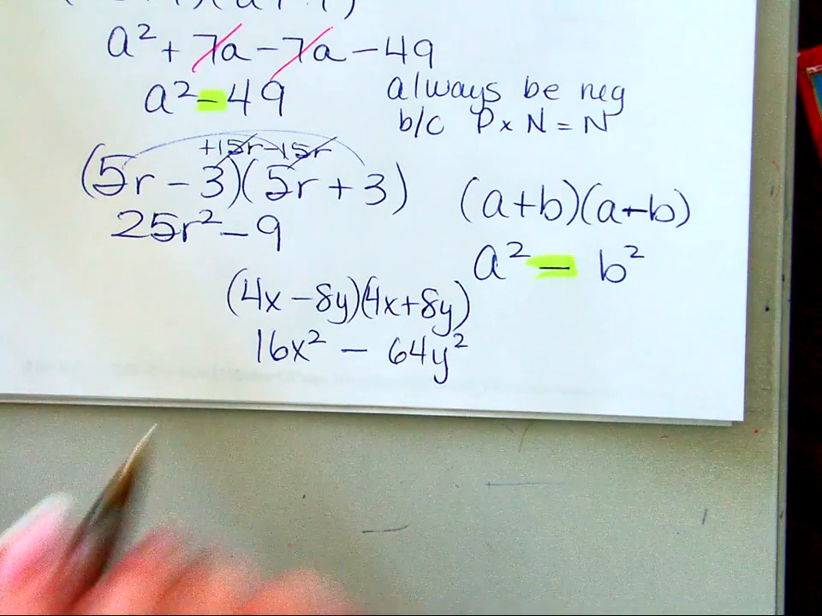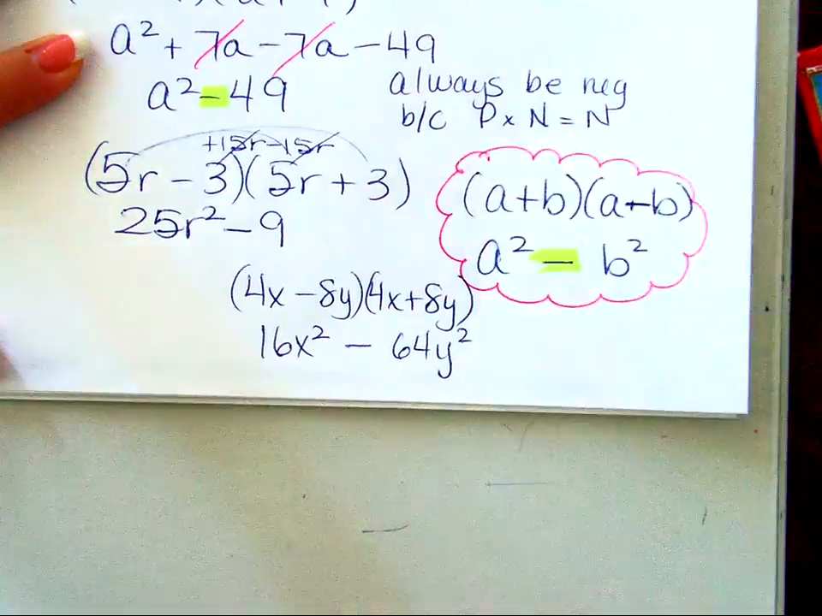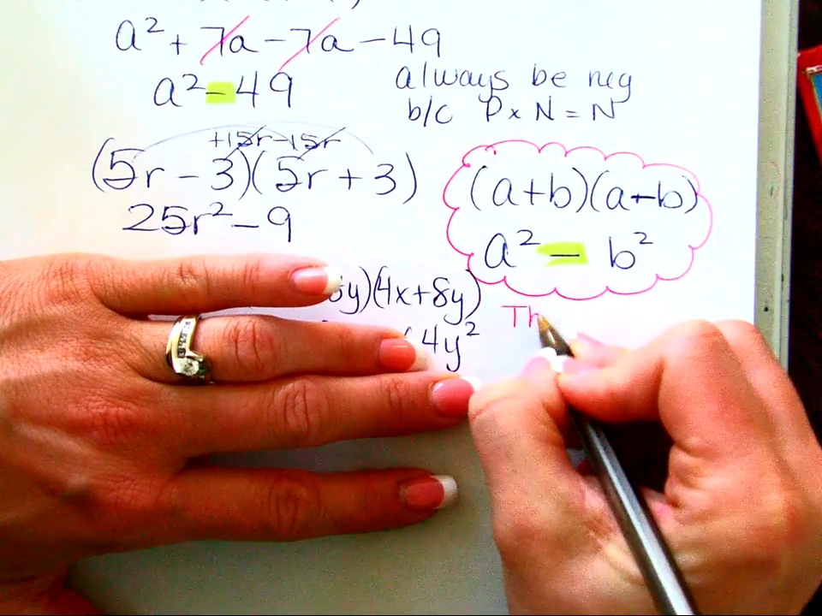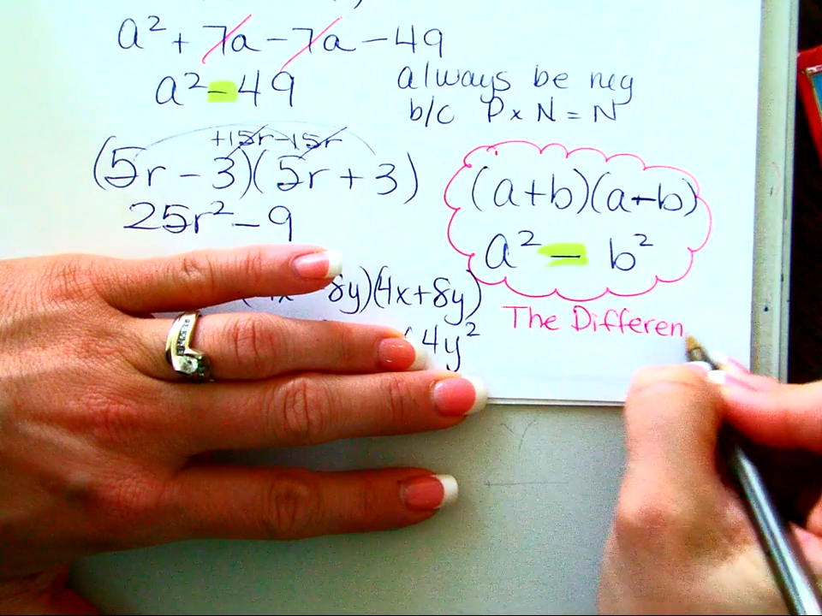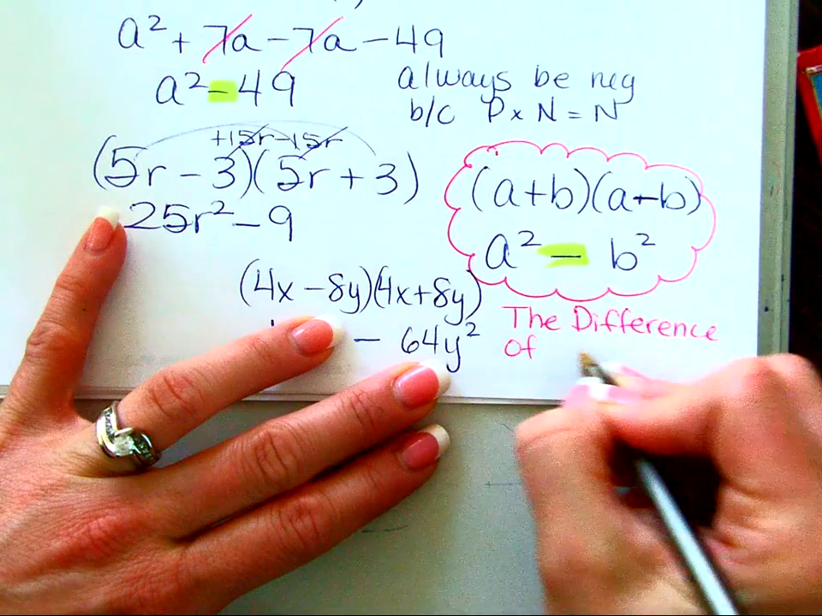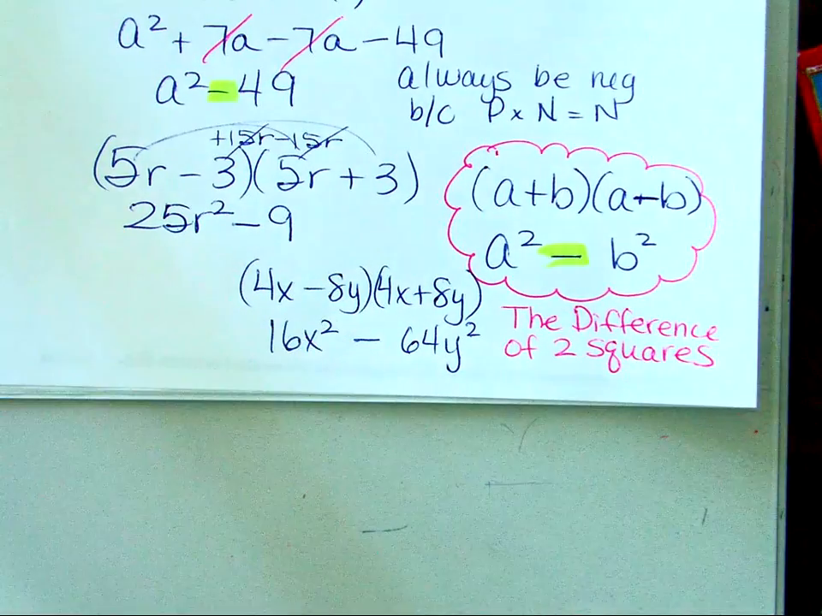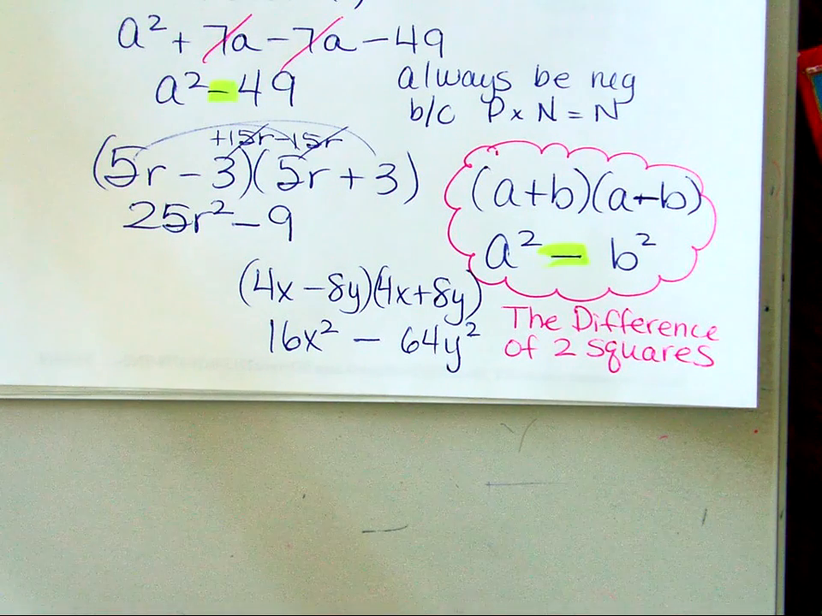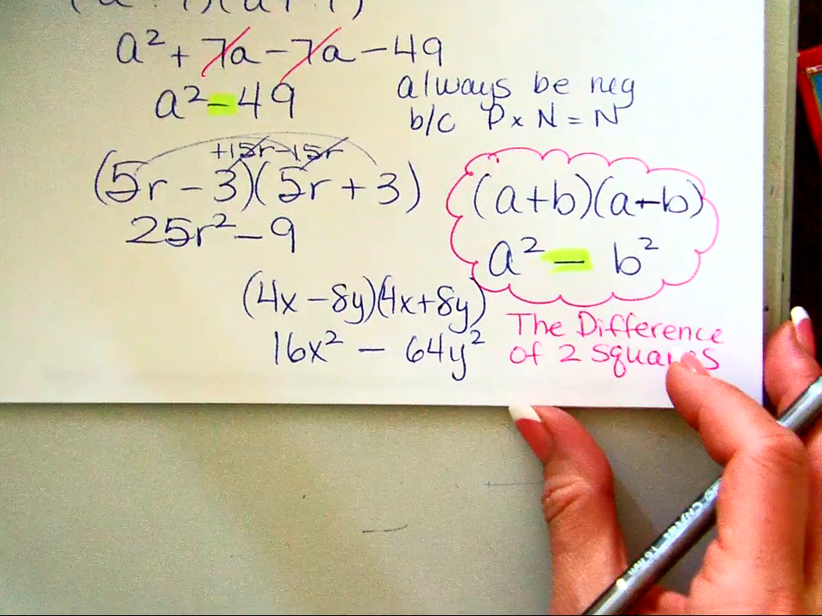So, this has a special name. I want you to kind of bubble this off somehow because this is the exact definition that will help you. And this product is called the difference of two squares. Now, let's talk about that. Difference of two squares. I don't see a square. It's not the shape. Okay, it's related to the shape.